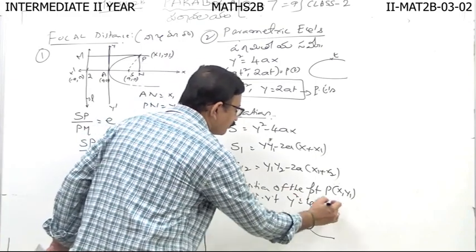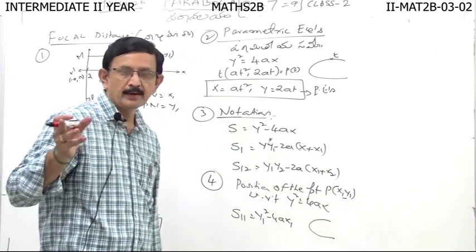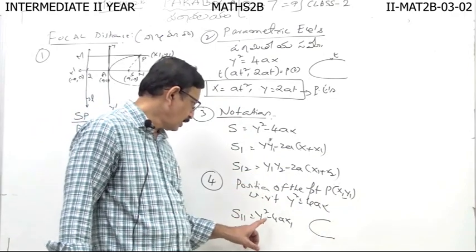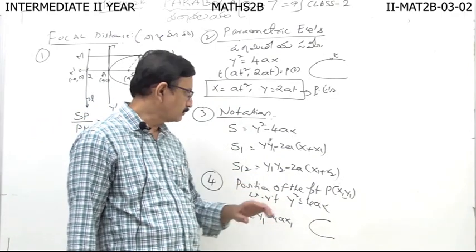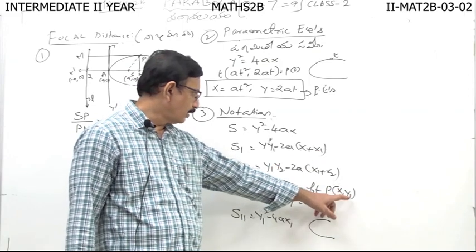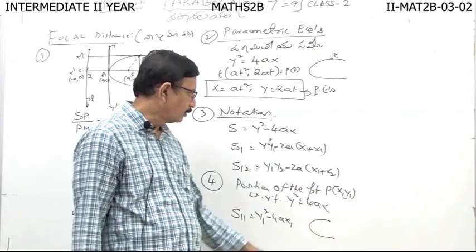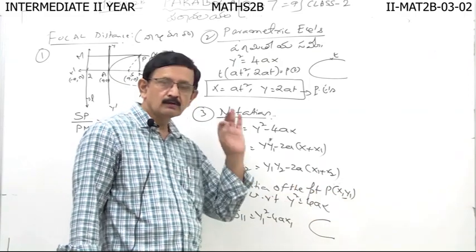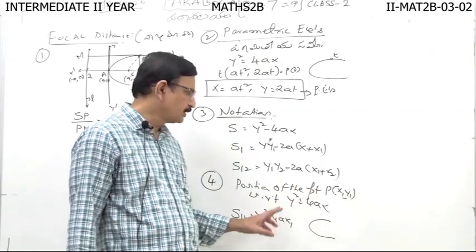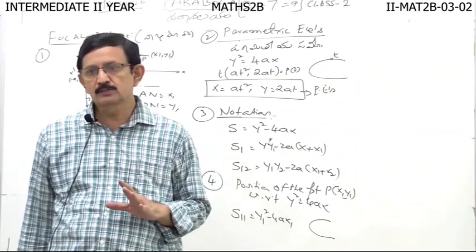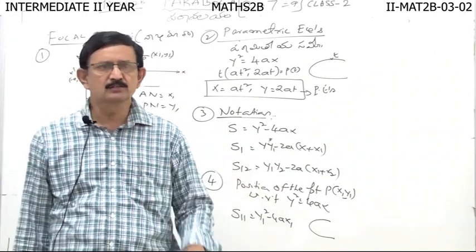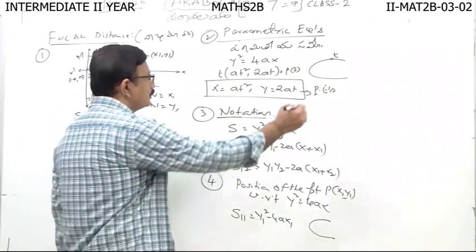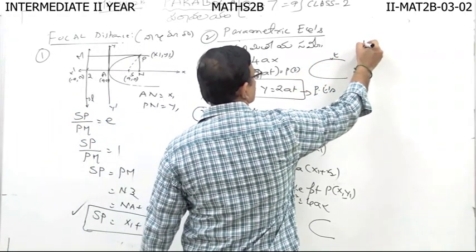Here we are taking one point P(x1, y1). So S11 is y1² - 4ax1. Substitute this point in this parabola: instead of x, you write x1, and instead of y, you write y1. That is y1² - 4ax1. This is denoted by S11. First, we have to calculate S11. In this one, there are three cases.